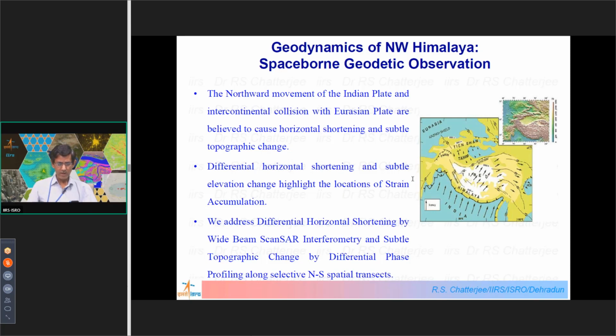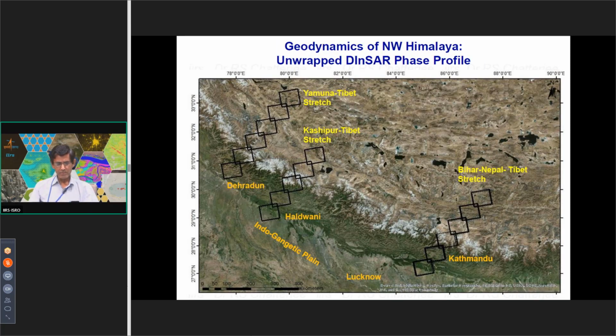So what I'll show in this lecture is that if you do differential interferometric phase profiling from north to south, then we can identify some of the strain accumulation sites. For that purpose, we have taken different north-south stretches, calculated differential phase all along the south to north stretches, and tried to identify the locations of differential phase increase or decrease, and based on that, the strain accumulation sites have been identified.